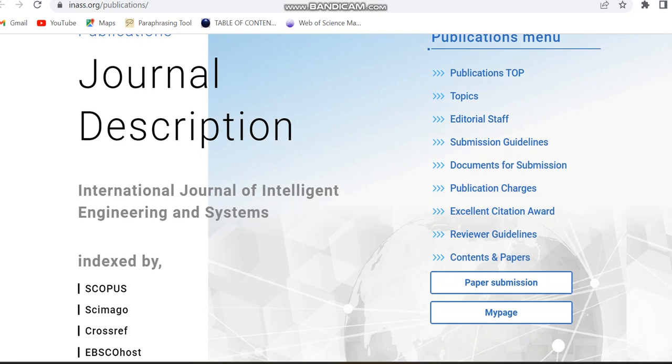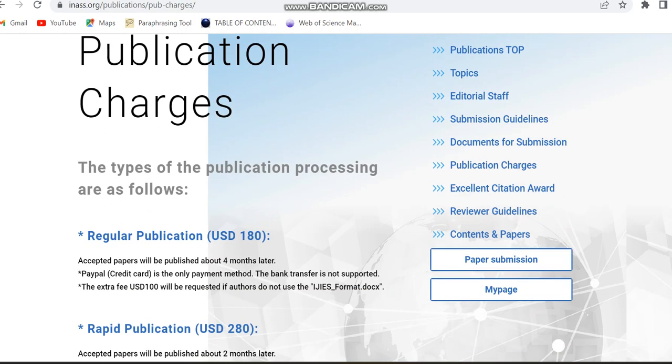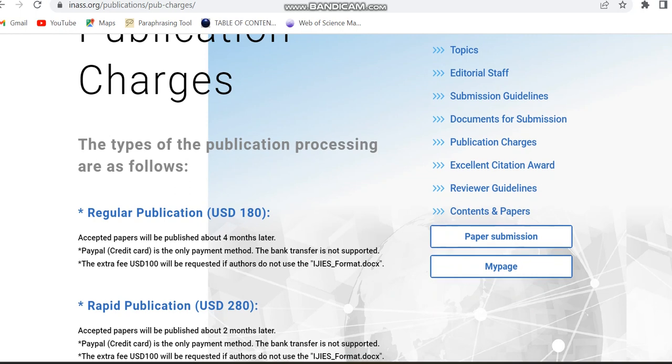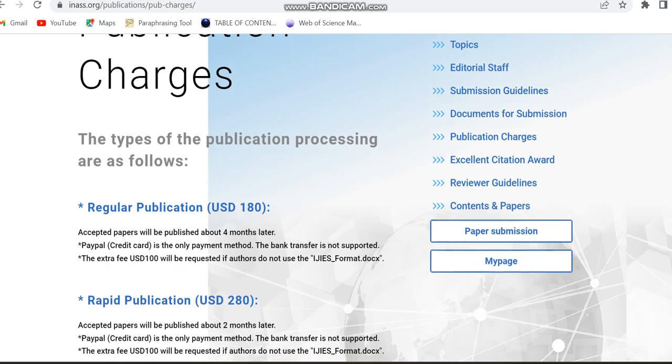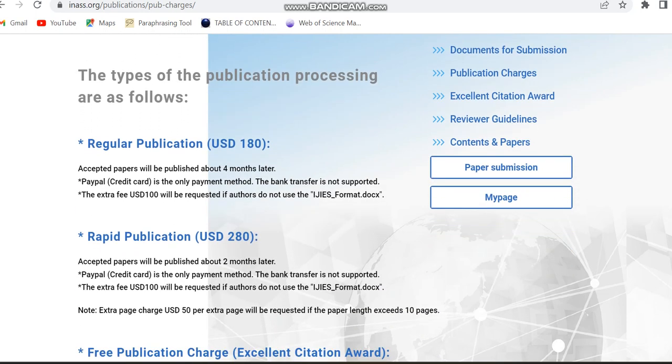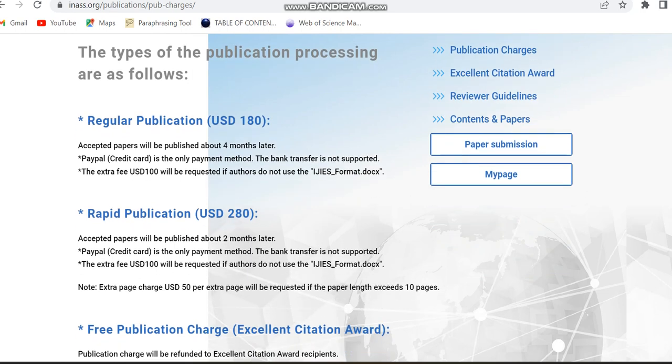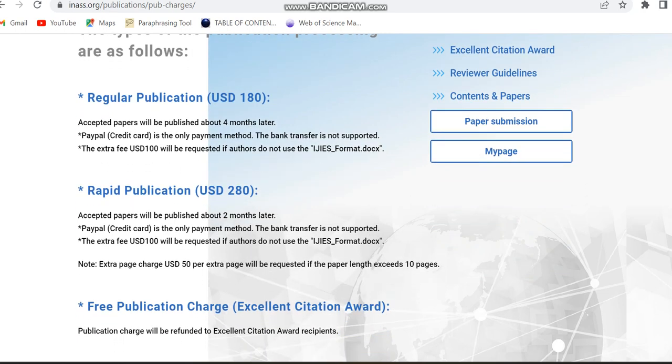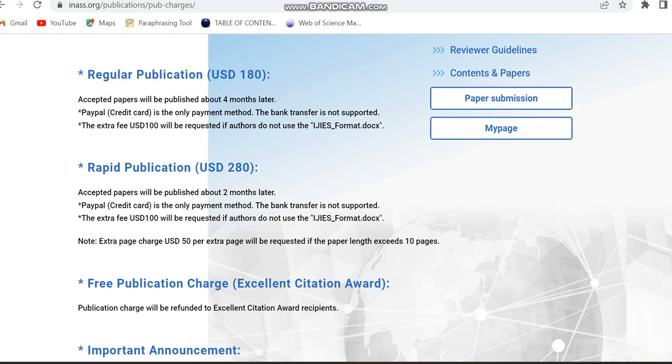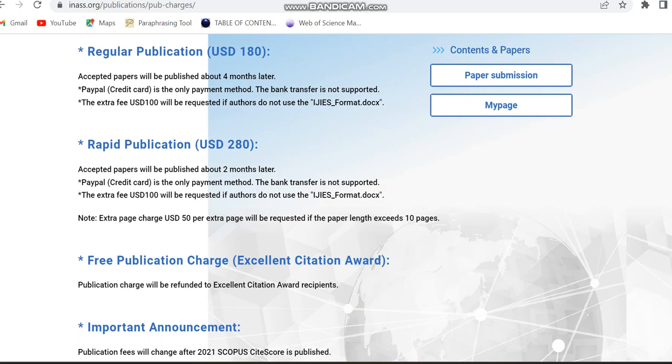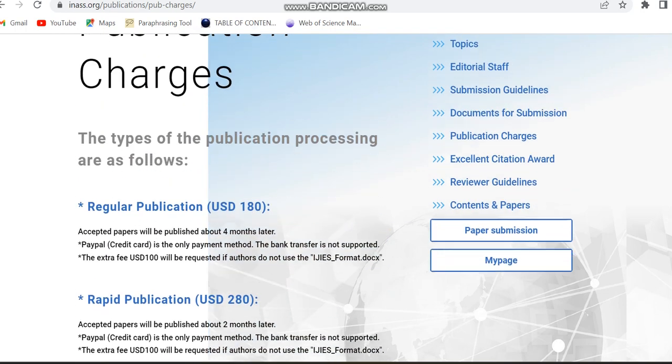It's a paid journal, so we can check the publication charges. Two types of charges are available: one for rapid publication and one for regular publication. For regular publication, it is charging $180, and both are less paid as far as I know. But if you need it published within 2 months, the charge is 280 USD. Accepted papers for 180 will get published in 4 months, but for 280 it will be 2 months. It is also free of charge if your paper gets selected for the Excellence Citation Award; in that case, the payment will be refunded. So these are the details regarding the payment charges.